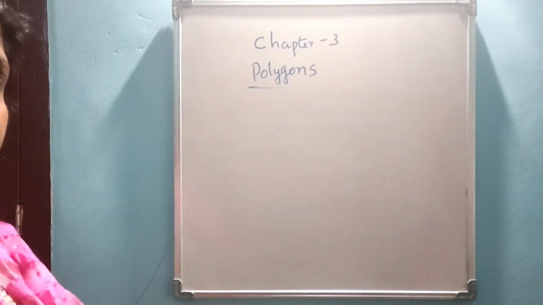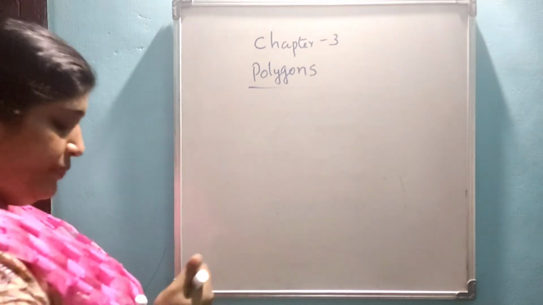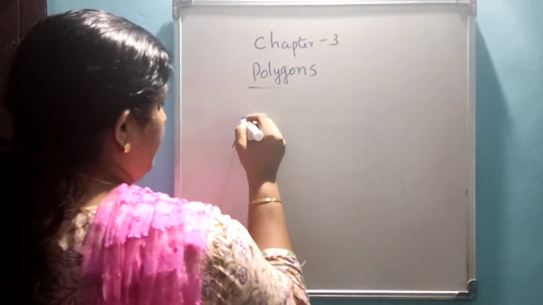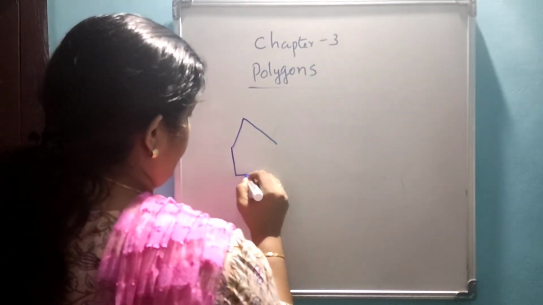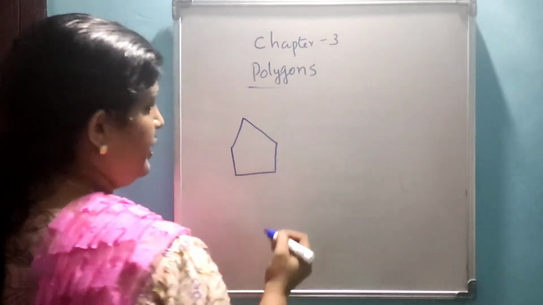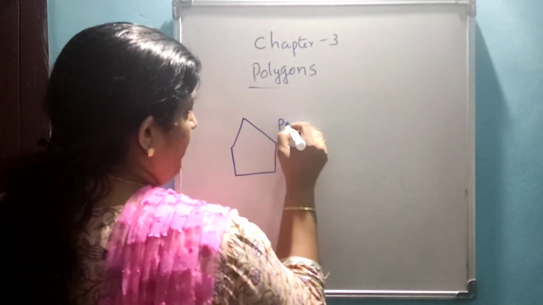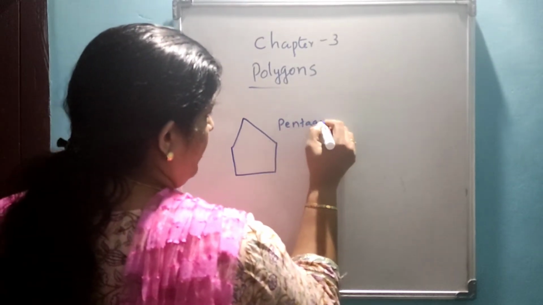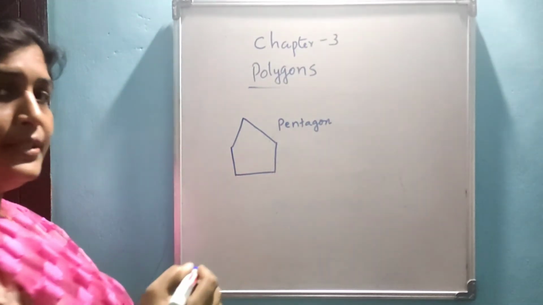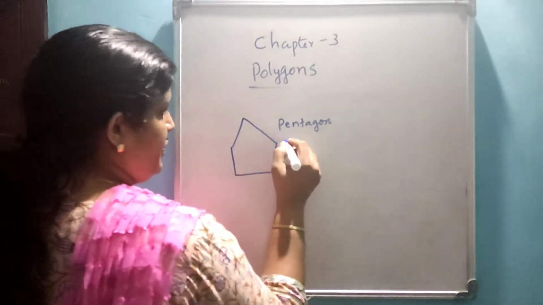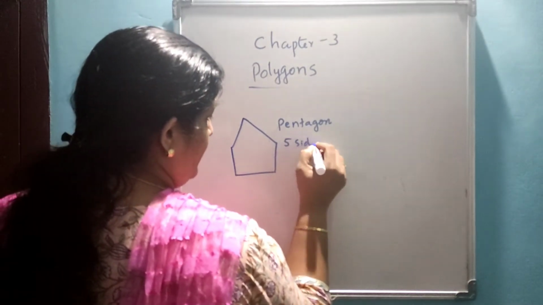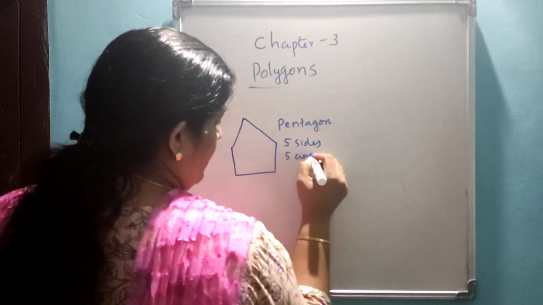Next is a five-sided polygon. What is the special name of a five-sided polygon? Its name is pentagon. A five-sided polygon is a pentagon. And what is its speciality? Five sides, five angles.